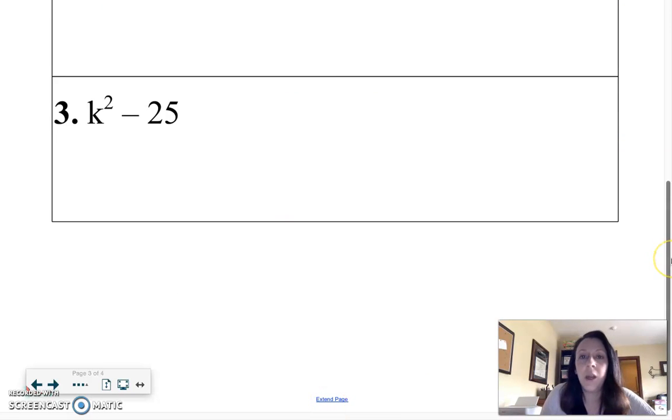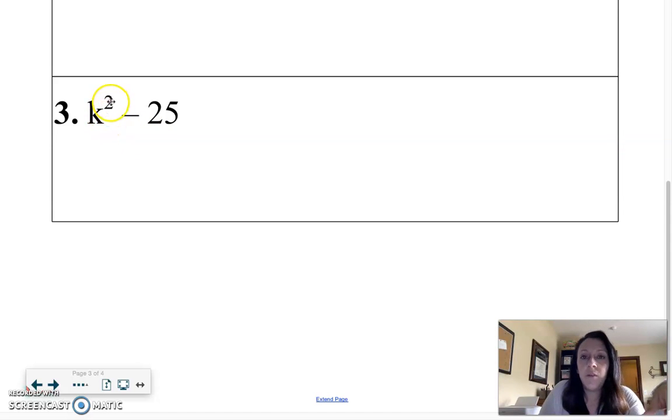Okay, one more example, and then I'm going to show you a different way to do these for those of you that don't like this technique. All right, let's see if it fits. So 2 terms, check. Minus sign in the middle, check.